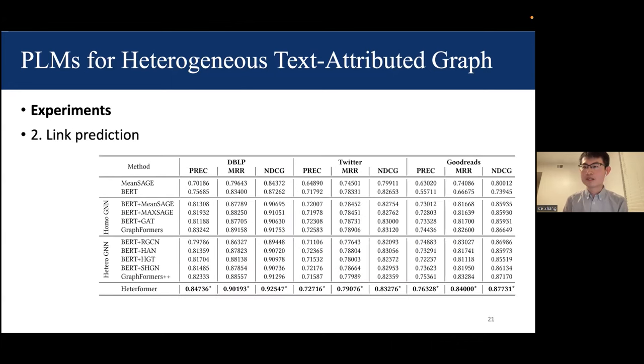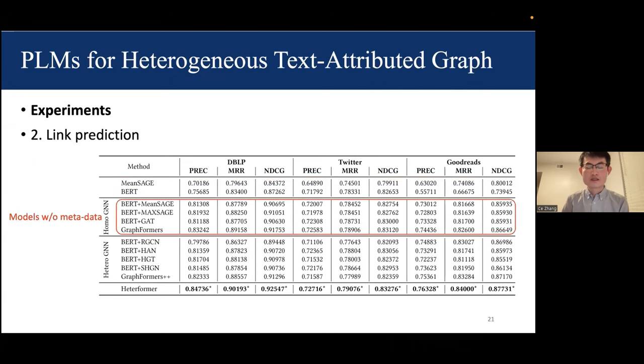The first experiment is link prediction. First of all, let's compare with those models without any graph structure. So they have text only, but not graph structure. The improvement here is because we indeed capture graph structure to improve the performance. Here, the graph structure is a heterogeneous graph.